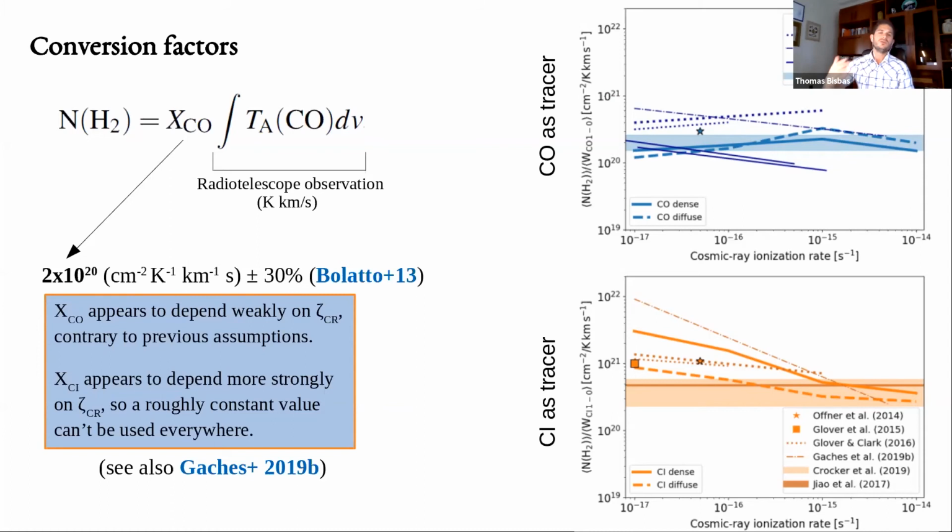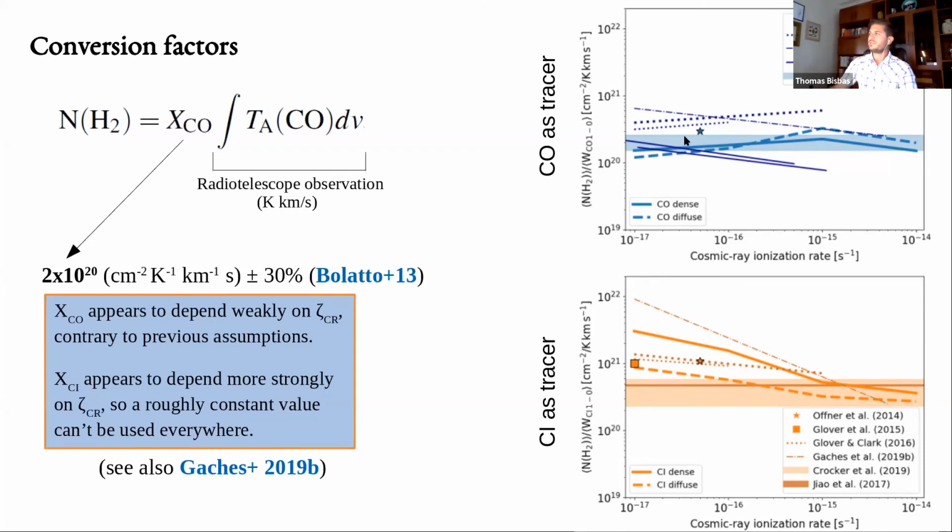So the factors that we use, because we cannot observe molecular hydrogen directly, we have somehow to estimate the mass, and we use CO for that. So how this conversion factor of CO behaves across different environmental conditions is a good question. And also, what about the atomic carbon as a molecular gas tracer, because it becomes now more and more popular.